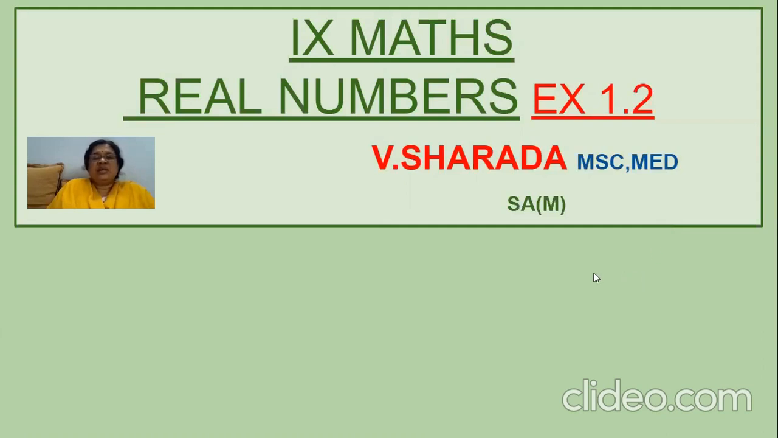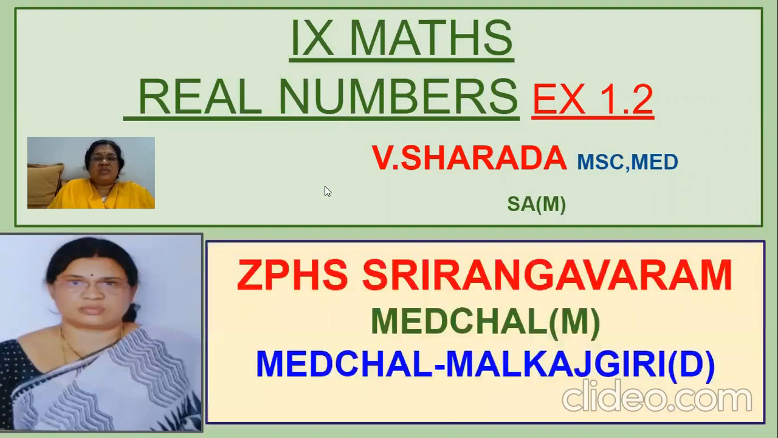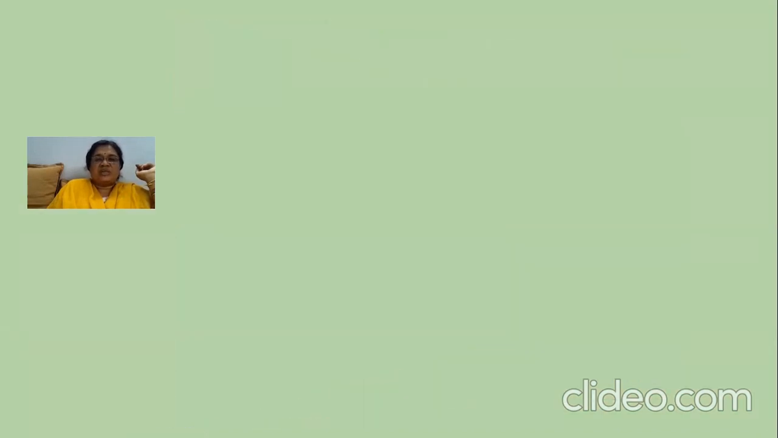This is the second exercise in the first chapter, that is, real numbers. In the previous session, we solved some of the problems in exercise 1.1. I explained what real numbers are and how to change a decimal form into p by q form. And today we'll solve some of the problems in exercise 1.2.